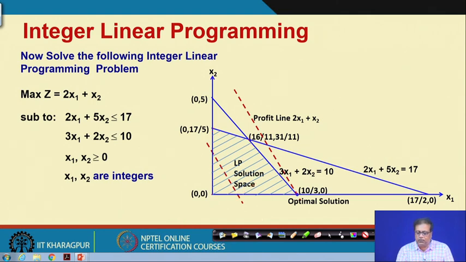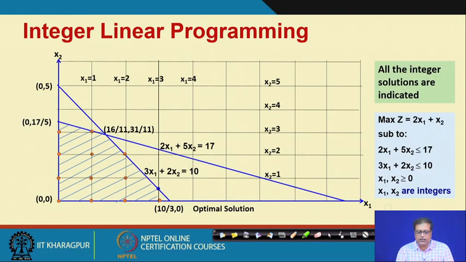So, go to the next page, and here you see the same solution space, and all the integer solutions are indicated by a dot. These red dots are all our integer solutions within the solution space. You can see this is 0 0.